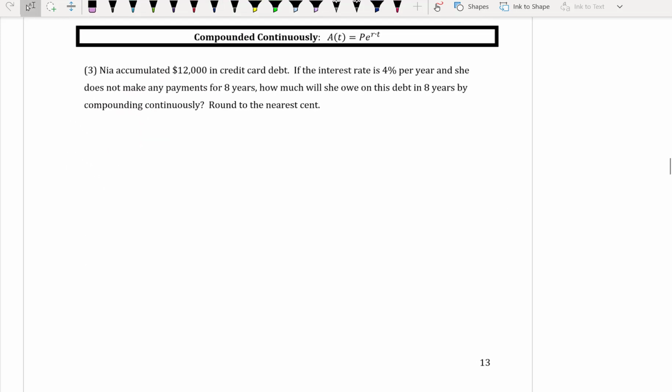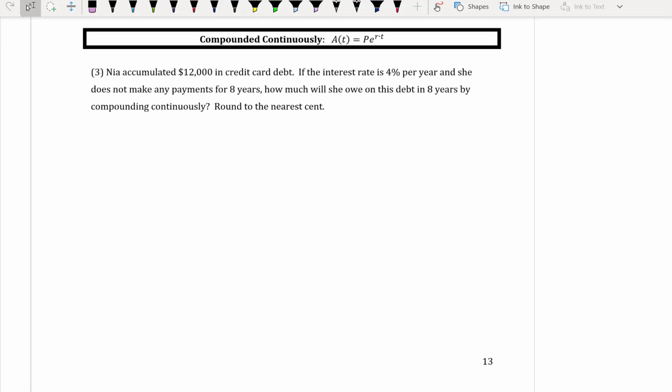Now for compounded continuously, this is going to be a different equation because it's the word continuously. That kind of tells you that you're going to be using that E, because E is continuous, right? It's just kind of like pi that's never ending, never repeating, so it's a continuous amount.